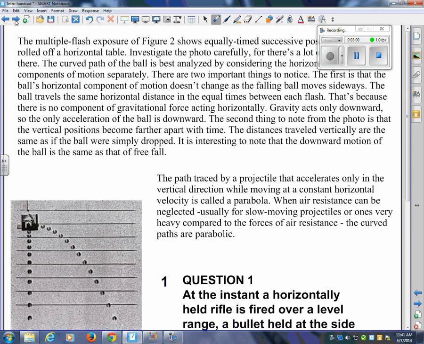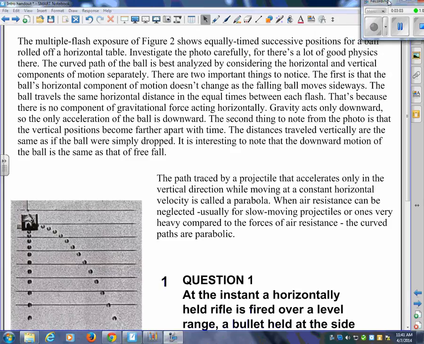All right, the multiple flash exposure of figure 2 shows equally timed successive positions for a ball rolled off a horizontal table. Investigate the photo carefully. There's a lot of good physics there. The curved path of the ball is best analyzed by considering the horizontal and vertical components of motion separately. There are 2 important things to notice. The first is that the ball's horizontal component of motion doesn't change as the falling ball moves sideways. The ball travels the same horizontal distance in equal times between each flash.